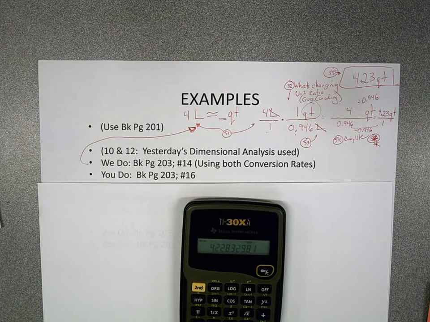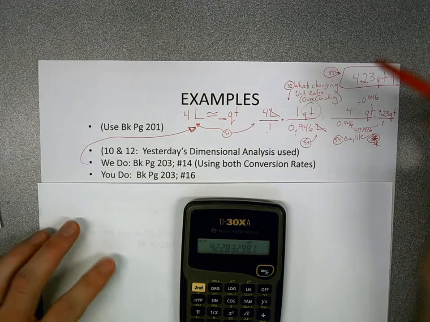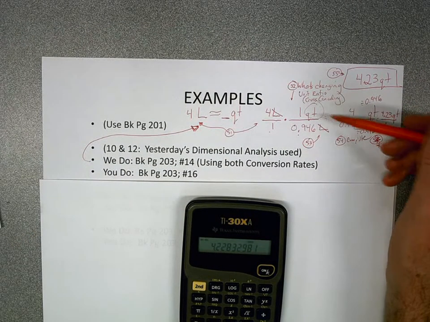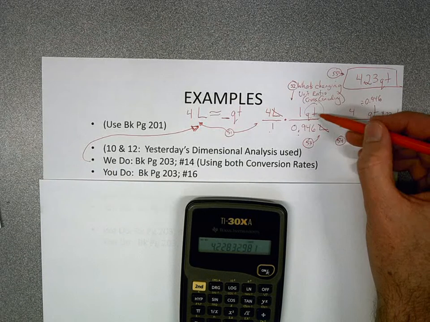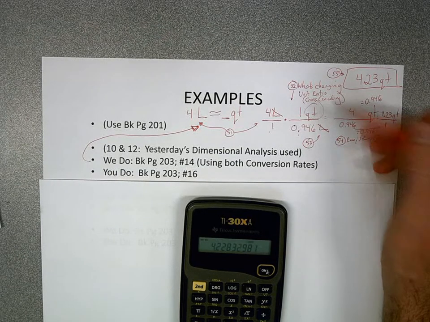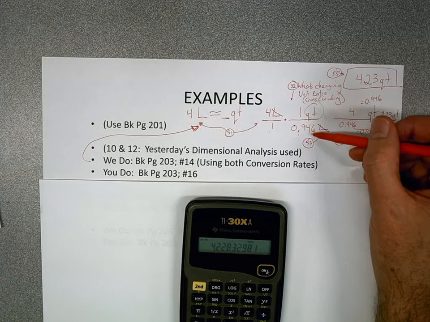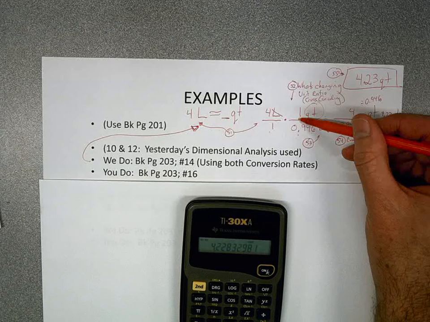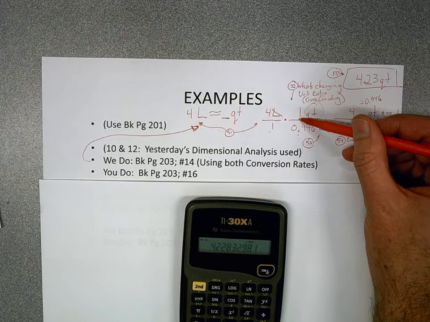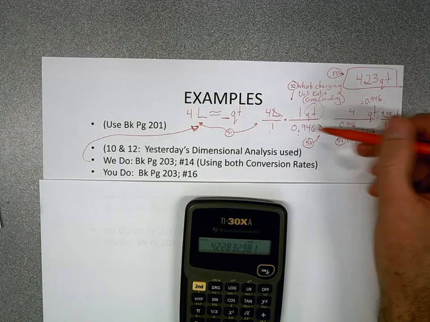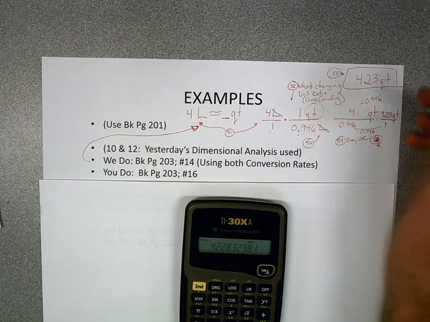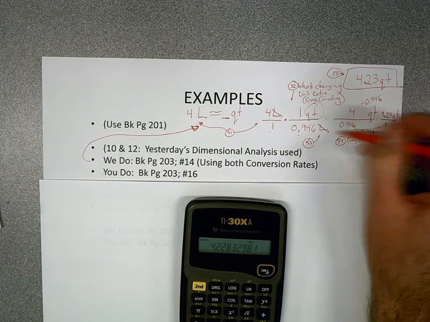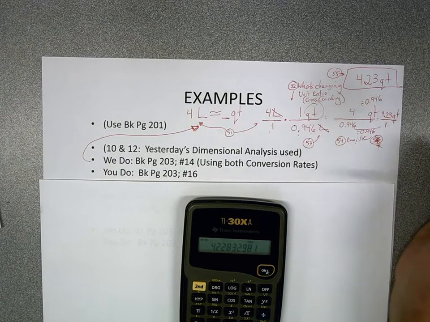Now, here's the thing. I do want to point this out. If I would have used the other one off of page 201, I would have put 1 liter on the bottom and 1.057 quarts on top. Think about how that would have changed things. I would have cross-canceled my liters, but 1 would have been on the bottom. So once I got here, I wouldn't even have had to do this unit rate step because it would have already been a unit rate, because it would have been 1 times 1 is 1.